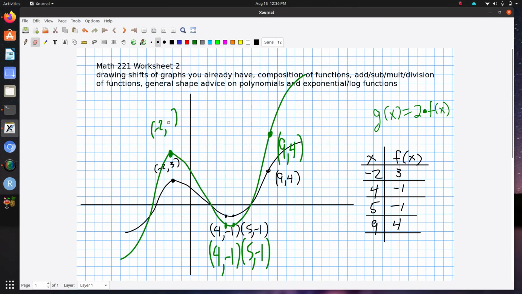Okay, then I'm going to change these values here to what they really are. And what are they really? The 3 became a 6. The 4 became an 8. The -1 became a -2. Notice that the zeros have to stay put. When you scalar multiply your function, your zeros are going to stay put.